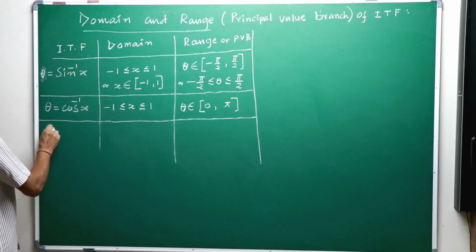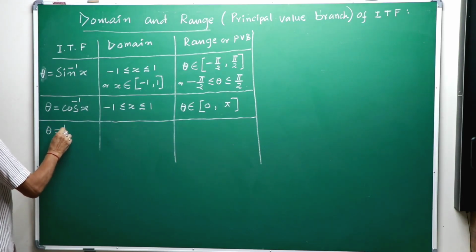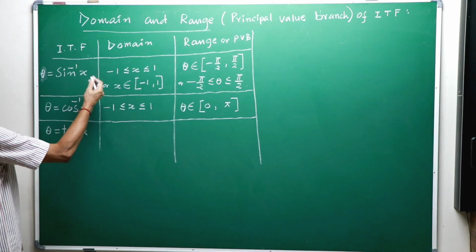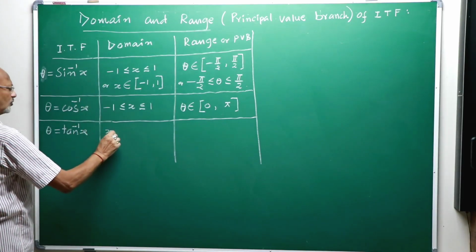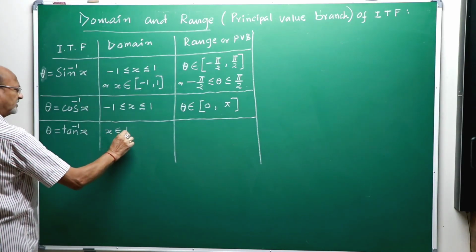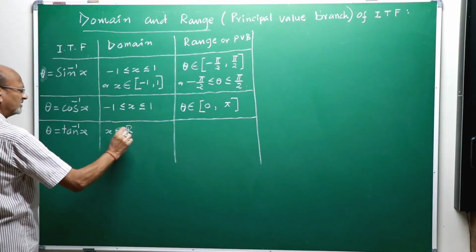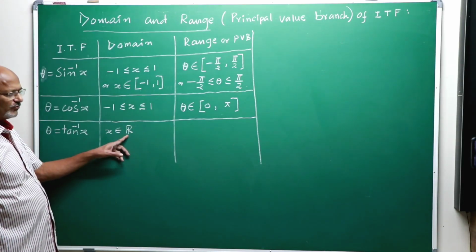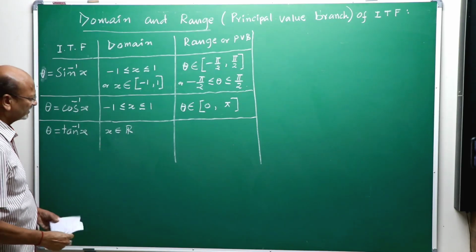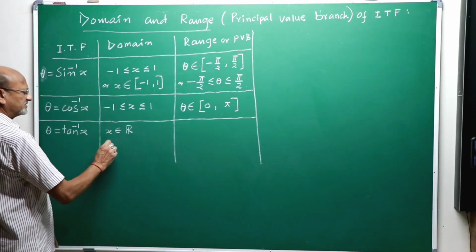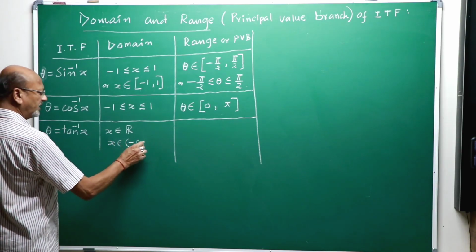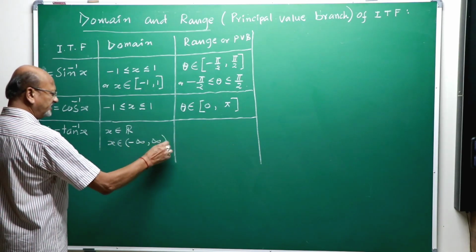Friend, theta is tan inverse x. This is the third one. Tan inverse x. For the domain, x belongs to the set of real numbers. Normally, instead of R, they write a slightly fancy R. This fancy R is nothing but the set of real numbers. x belongs to the open interval minus infinity to plus infinity. You can write any one among the two.